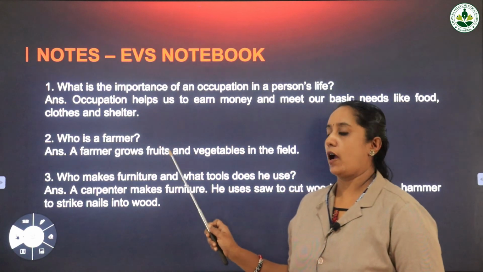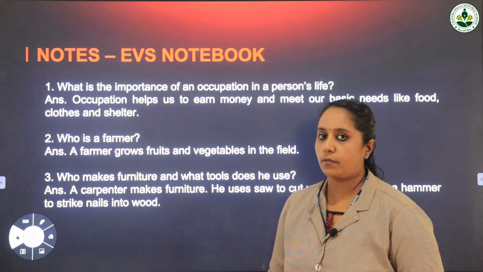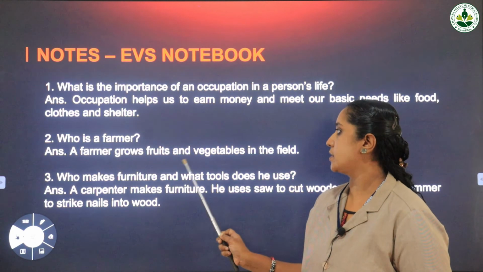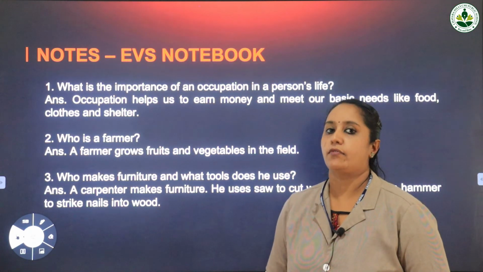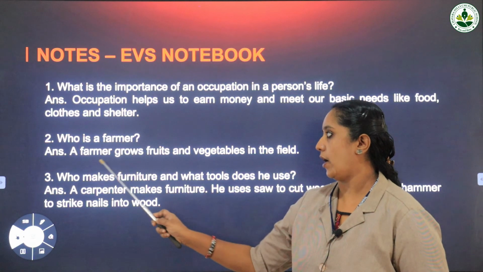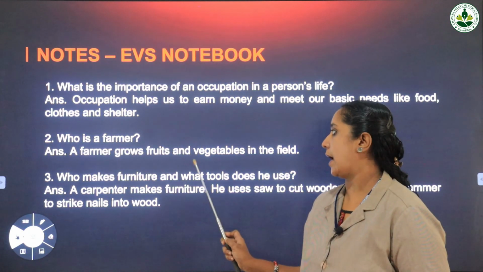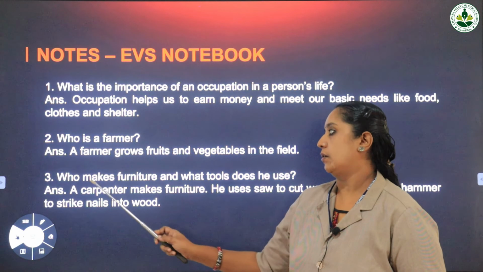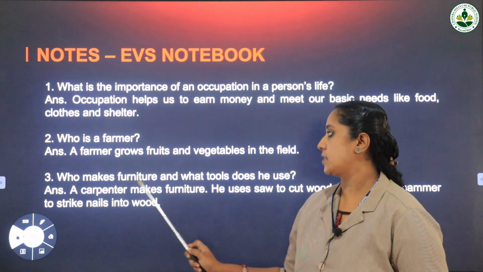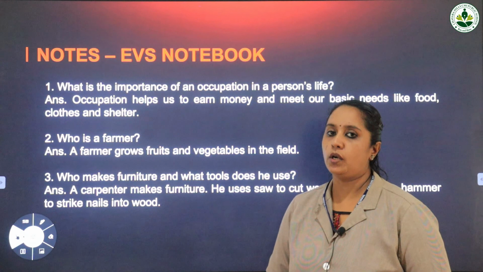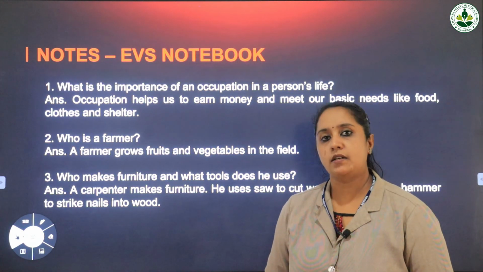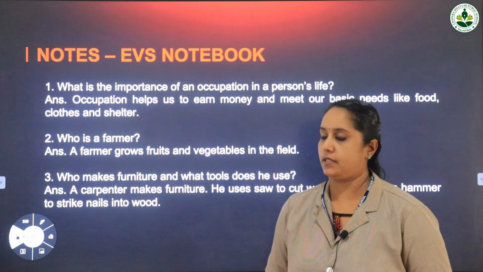Who is a farmer? A farmer is a person who grows fruits and vegetables in the field. Answer: a farmer grows fruits and vegetables in the field. Now third question, who makes furniture and what tool does he use? Who makes furniture? Yes, it is the carpenter.